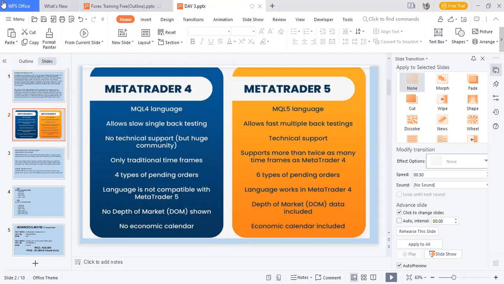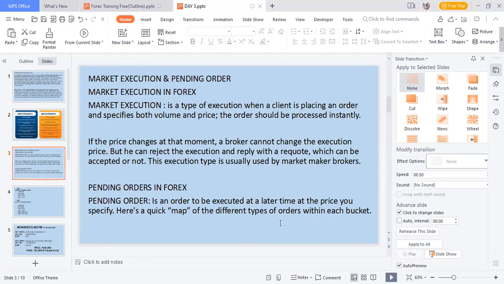From this MetaTrader 4 and 5 comparison, there are some unique things I will teach you later in the advanced class. But right now, let me talk about market execution and pending orders. Market execution is a type of execution when a client places an order and specifies both volume and price. The order should be processed instantly. If the price changes at that moment, a broker cannot change the execution price. Market execution is when a trader dives into the market instantly and starts trading. But a pending order is when a trader uses buy stop, sell stop, buy limit, or sell limit.